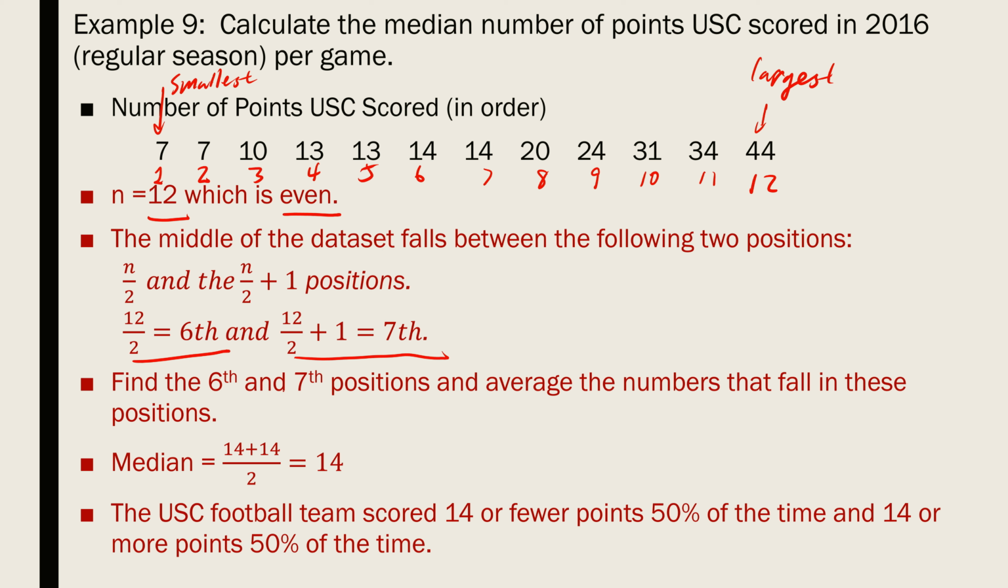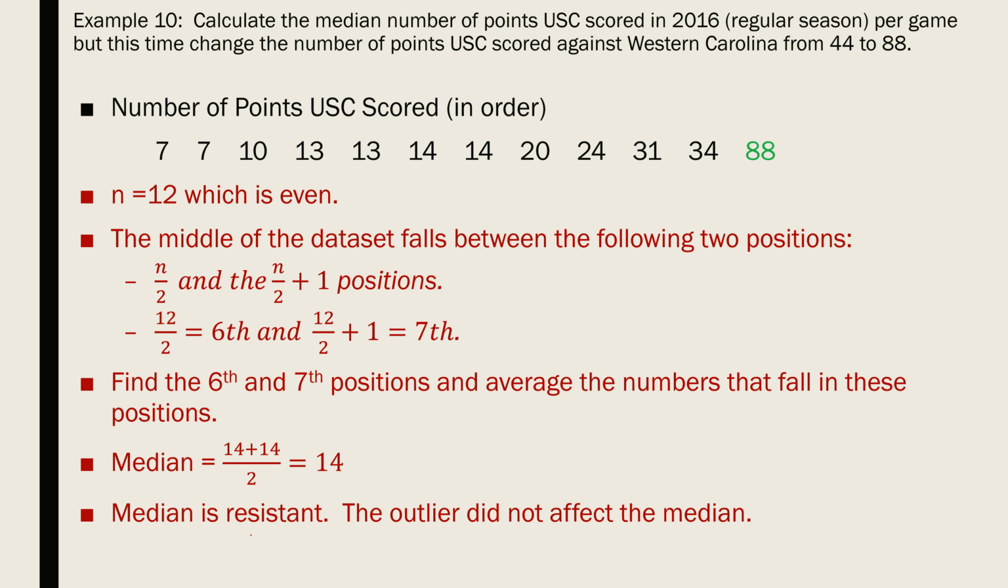Now we find the 6th and the 7th position, and we should average the numbers that fall in those positions. So this is the 6th position and 7th position, and we just use 14 plus 14 divided by 2, which is still 14. This is the appropriate interpretation of the median. The USC football team scored 14 or fewer points 50% of the time, and 14 or more points 50% of the time. This example can explain why the median is resistant.